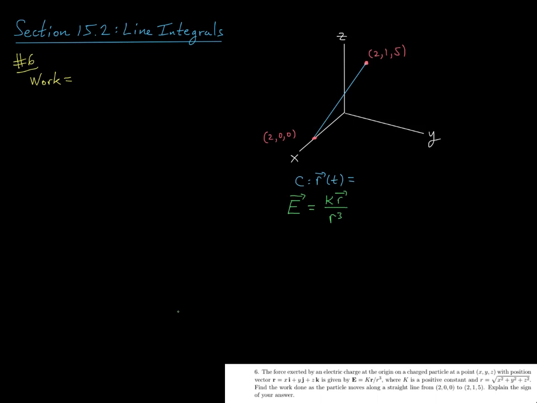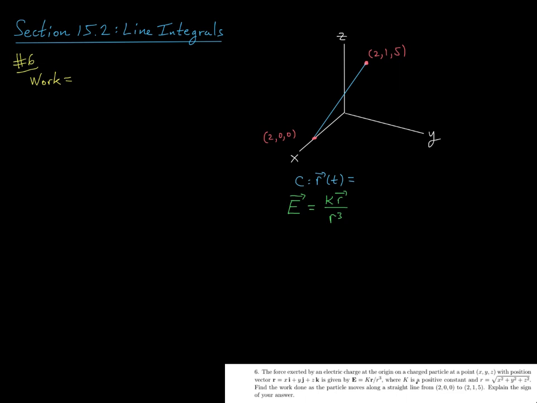All right, next up is question 6, which is another work calculation. It says that the force exerted by an electric charge at the origin on a charged particle at a point xyz with position vector r, which is equal to xi plus yj plus zk, is given by this field E, which is equal to k times that position vector divided by the scalar r cubed.